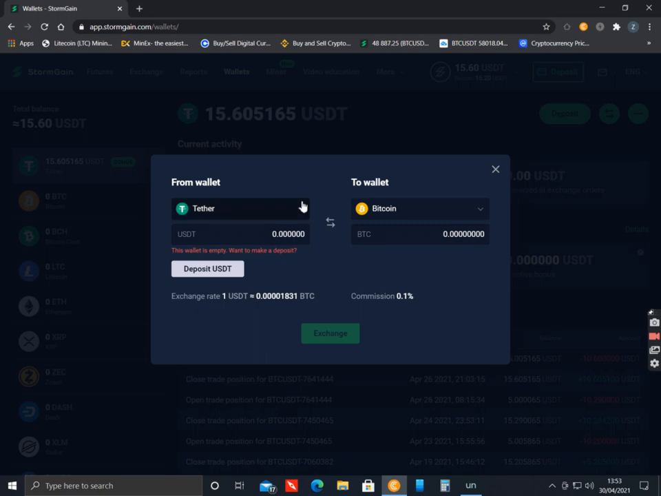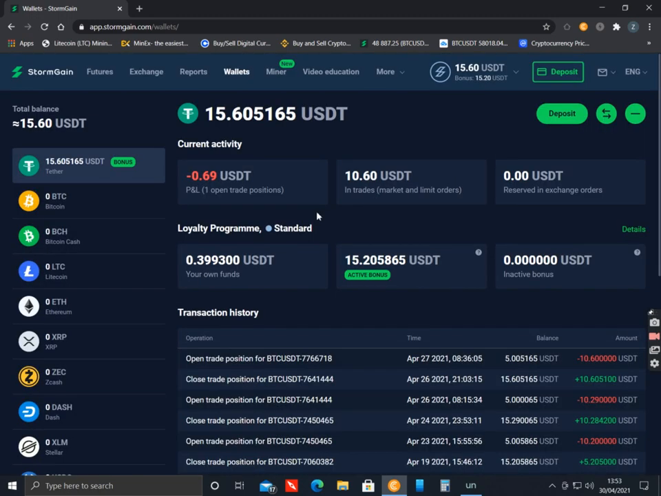I can't actually do it at the minute because even though I do have like 15 USDT coins, I only actually have 0.3 of my own funds. And if I just hover over this question mark here for you guys, it says tradable bonus, use this money for trading. All profits made are yours. You cannot withdraw these funds, only the profit. So you can't withdraw the funds, only the profit from the bonus is what you can withdraw.